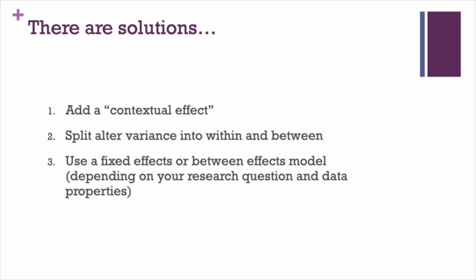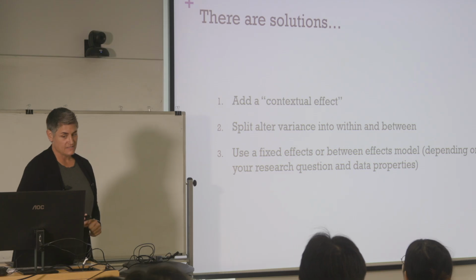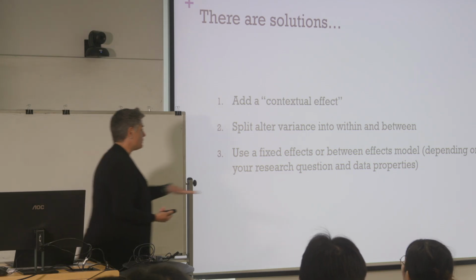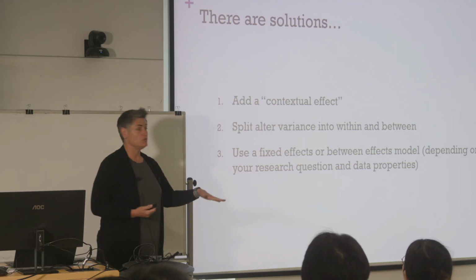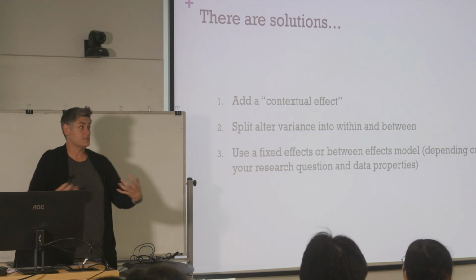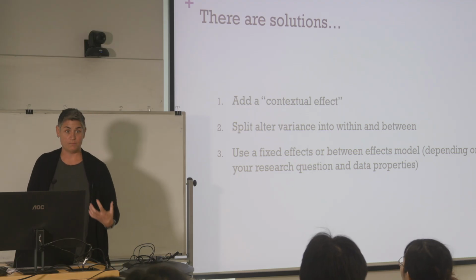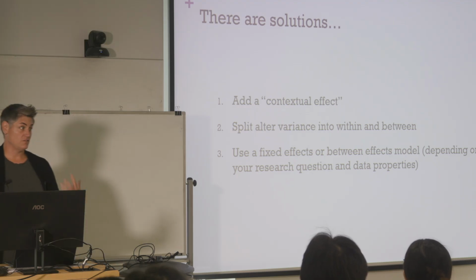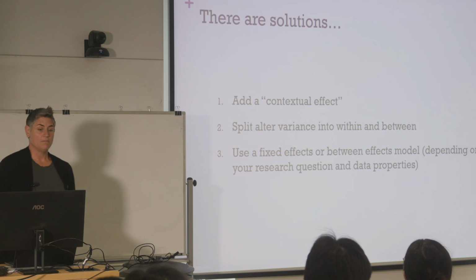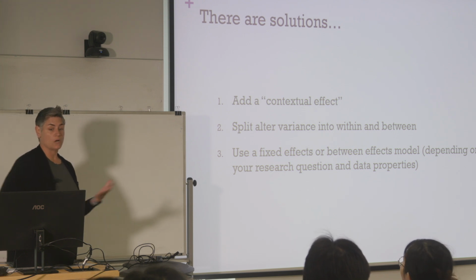Fortunately, it's super easy to fix. And there are three solutions. So one is to add a contextual effect. I'll tell you what that is in a minute. The second is to just split the alter level or level 1 variance into within and between effects. You can just explicitly split those up and model them differently and look at the effects of each of them at the same time. Or you could use a fixed effects or a between effects model.